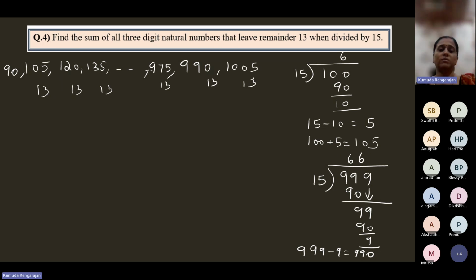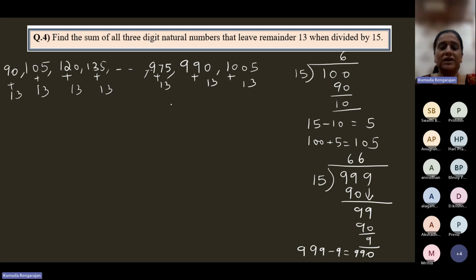Let me take one number before and after. Okay, now, let's add 13 to all these numbers. See, nothing. We first generated the sequence of all 3-digit numbers exactly divisible by 15. If it's exactly divisible, the remainder is 0. But no, the remainder should be 13. So add that remainder, 13, to all these numbers.